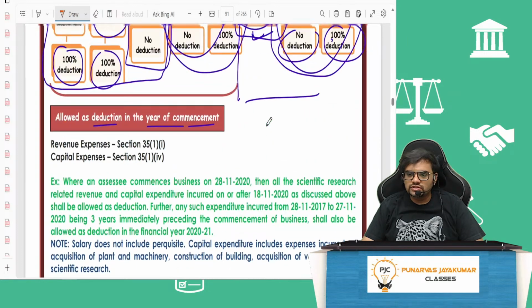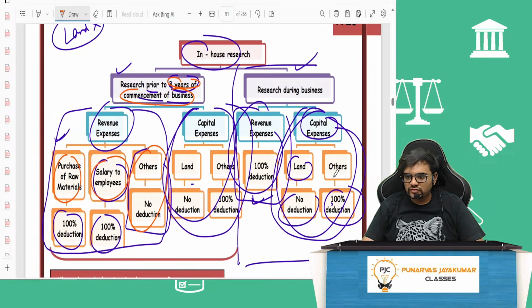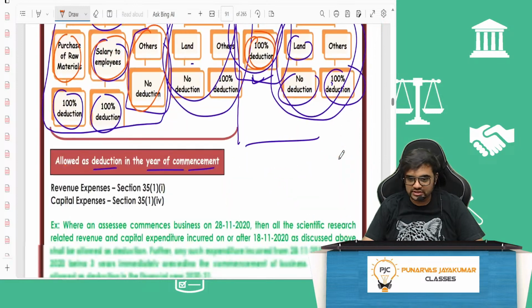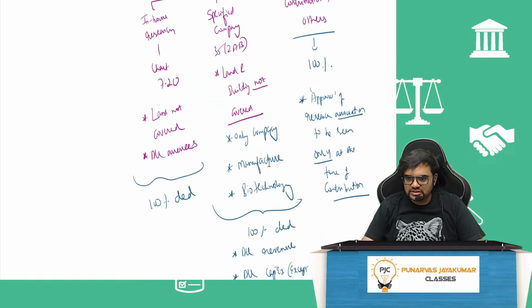The revenue expenses, so basically at the time 3 years prior to commencement of business, you will not get any deduction other than purchase of raw materials and salary to employees. Whereas in revenue expenditure, you will get full 100% of any type of revenue expenditure after doing the business. Now coming back to this, that's what we have already discussed.